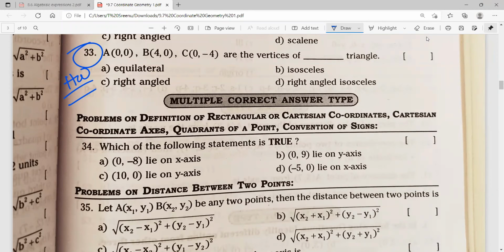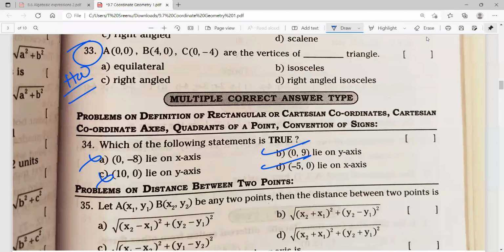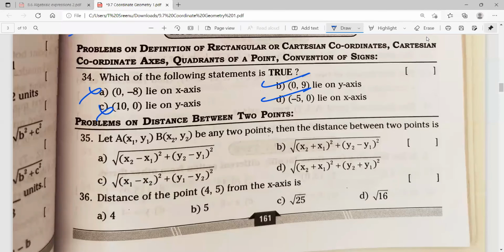Lies on x-axis. Lies on x-axis means y should be 0. Lies on y-axis, no. Lies on x-axis, yes, correct. X-axis means y value 0. Y-axis means x value 0. Distance formula, this is correct. This is also correct.